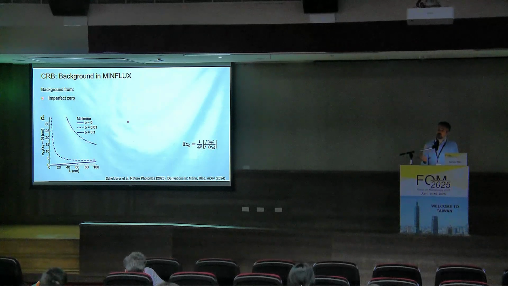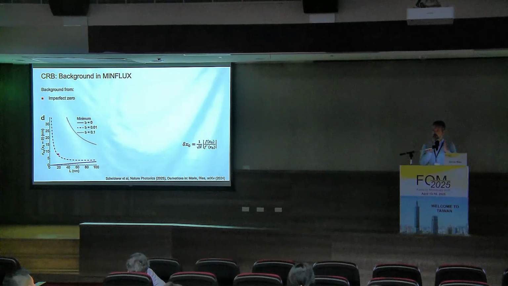So the background in MINFLUX can come from two different sources. First, we could have an imperfect zero because of some misalignment, and then a fluorophore even at the center of the donut will emit photons. In this case, we find that the localization precision here scales with the scan size. At the beginning, it gets smaller, but then if we have background for very small scan sizes, it diverges and gets very bad. So there will be an optimal size for L.